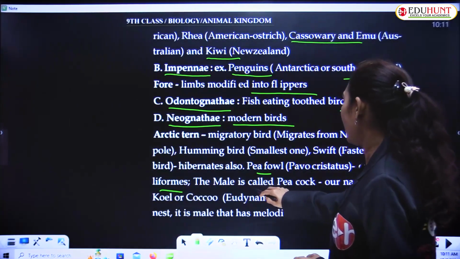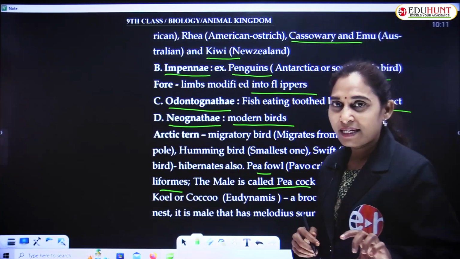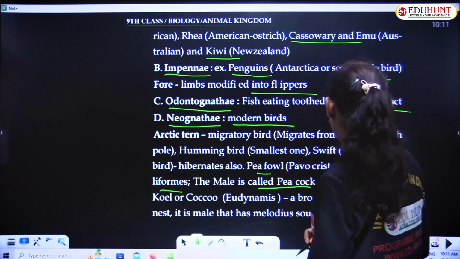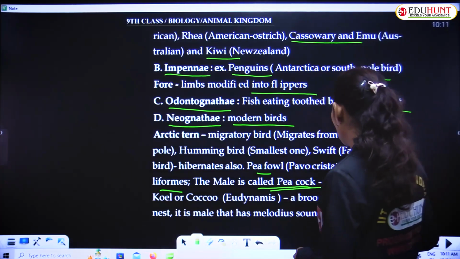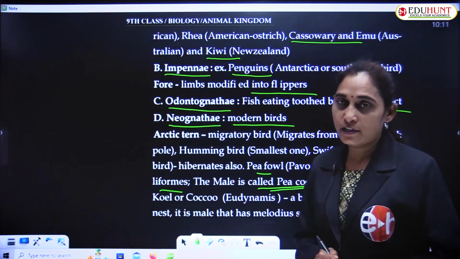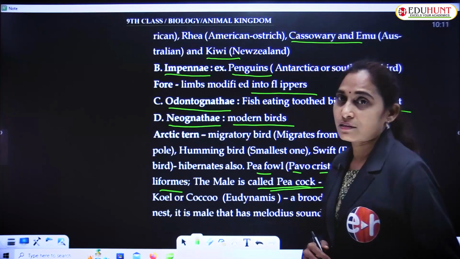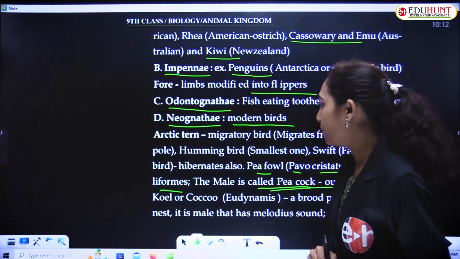Galliformes. And the male is called the peacock. Peacock is the male one and peahen is the female bird. Our national bird is the peacock, Pavo cristatus, that is our national bird.